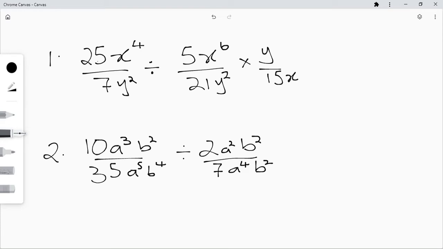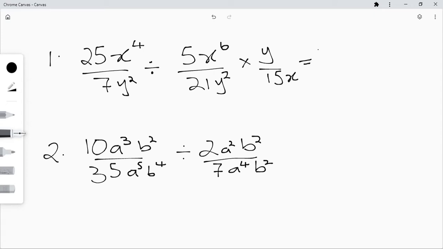The first one is 25x to the power 4 divided by 7y squared, divided by 5x to the power 6, divided by y squared, times y over 15x. If you remember, in the order of operations, we always have division, then multiplication. So how are we going to solve this?